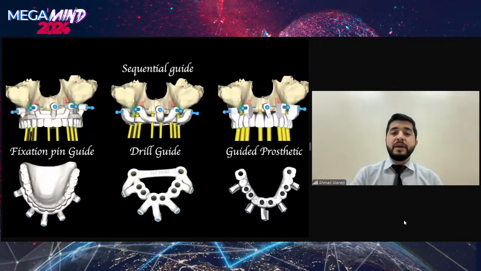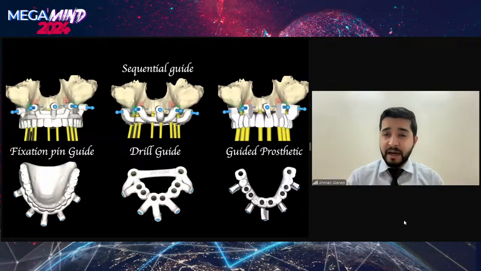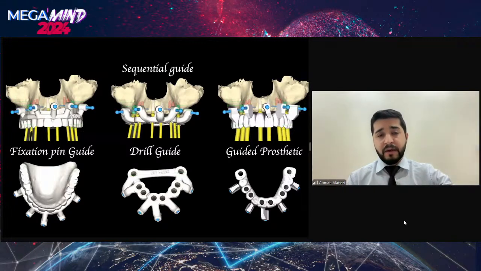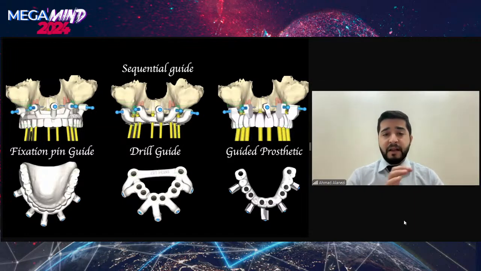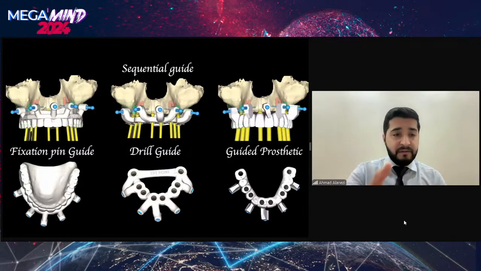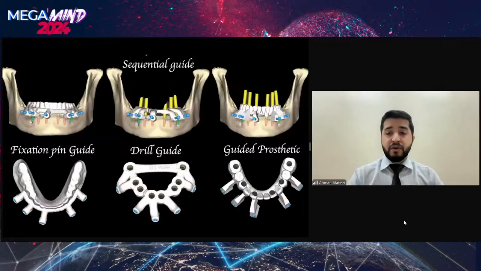And in this case, we decided to go with a sequential guide. Also, they call it a pin-supported guide. So we use the denture with pins on the denture itself. And these pins will serve as a common reference between the next two guides. And then after having the fixation pin guides, we can place our drill guides and then the guided prosthetic, as I will show in the next slides.